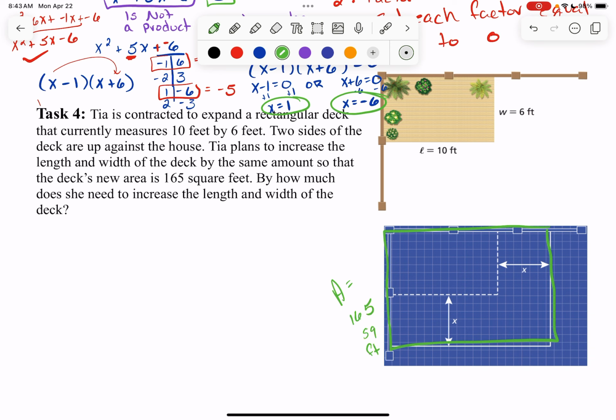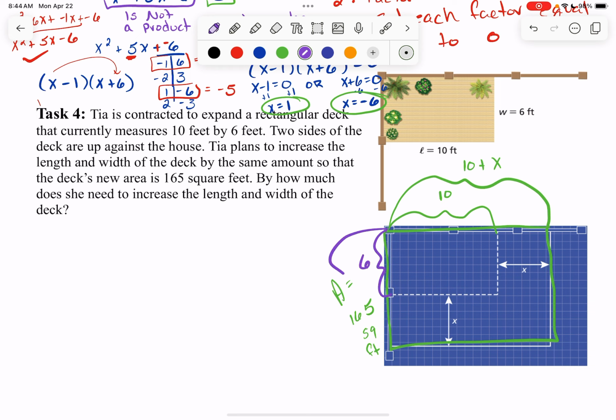Okay. So first, let's merge these two pictures. We know the length from here to here is 10, so the length of the new deck is 10 plus x. I know the width from here to here is 6, so the width of the new deck is 6 plus x. So the area of the new deck is 10 plus x, length, times width, 6 plus x, again in parentheses because we're multiplying by the whole thing. And I want that area to be 165.